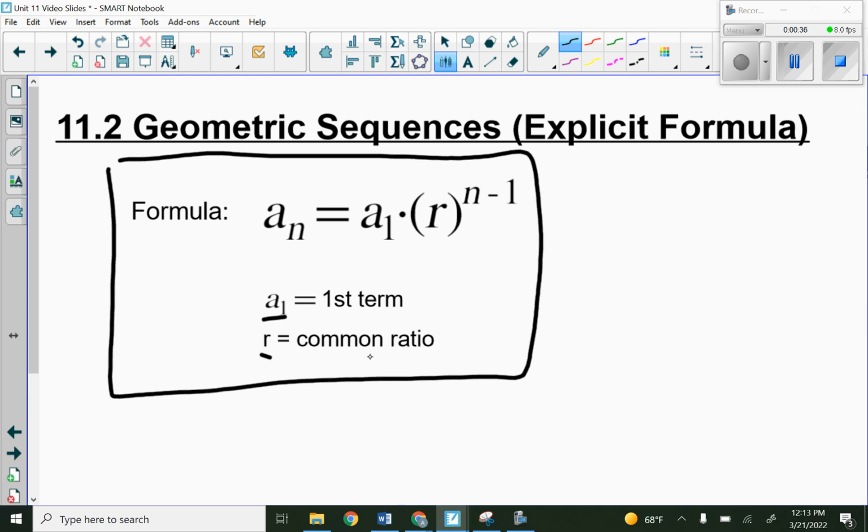So with arithmetic sequences, we were adding to get from one number in the sequence to the next. For geometric sequences, we're multiplying, and that's why we have r, a common ratio.